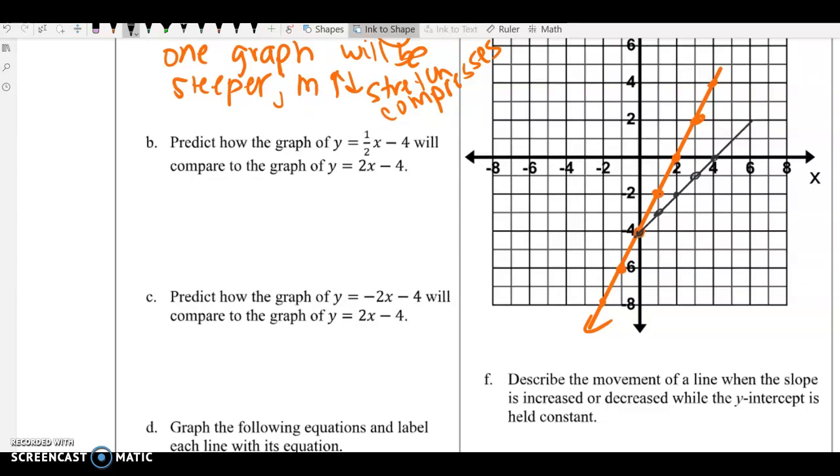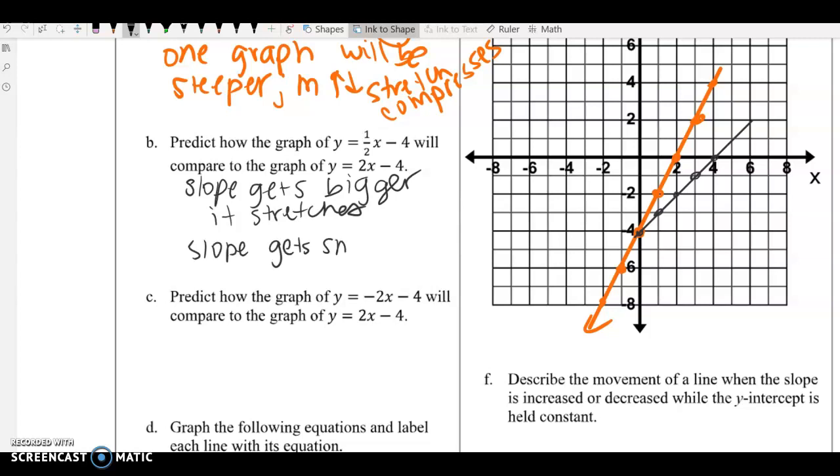Okay, so the term we're going to use is if my slope gets bigger, it stretches. Like a treadmill, an incline, it would stretch up. And if my slope gets smaller, it compresses. So from 1/2 to 2, the black one to the orange one, if I'm just looking at this area here, my graph is getting steeper from black to orange. So that means it's stretching.